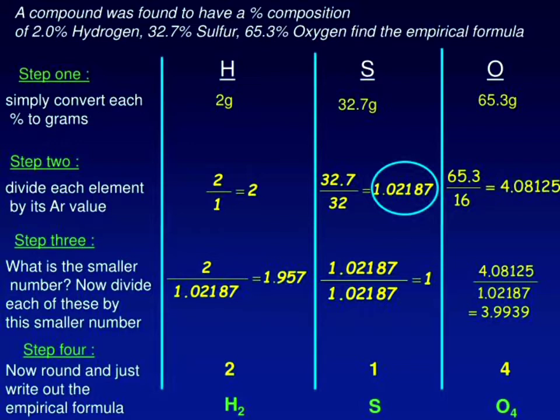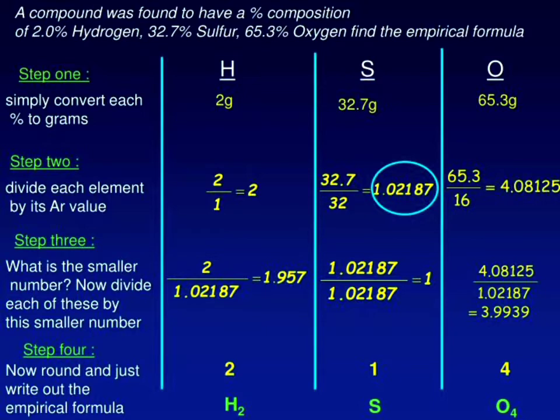1.02187 for sulfur, and 4.08125 for oxygen. In the third step, we will find the smallest number among these three numbers, that is 1.02187, and divide each of these three numbers by 1.02187, and we will get the answers as 1.957 for hydrogen, 1 for sulfur, and 3.9939 for oxygen.